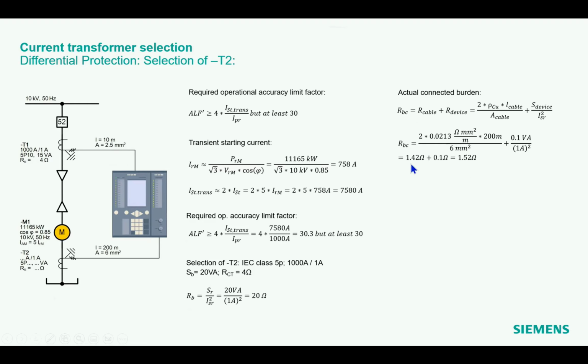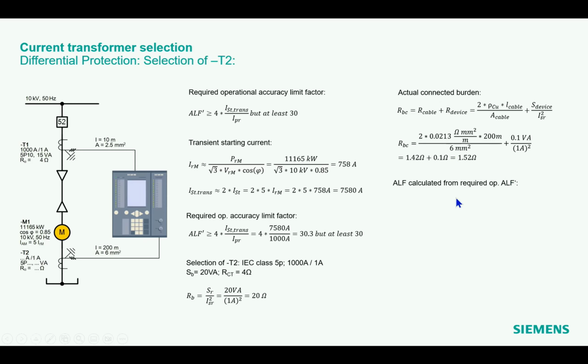Now you see in that case the burden of the wiring is much higher than the burden of the relay. This is what led me to the statement before. Normally the burden of the relay is relatively negligible compared with the wiring burden here. This is what we normally have as a situation, that the wiring burden is higher than the relay's burden. But you should add it to be on the safe side anyhow.